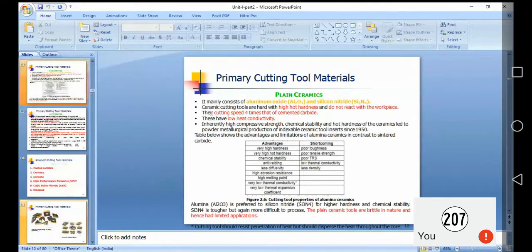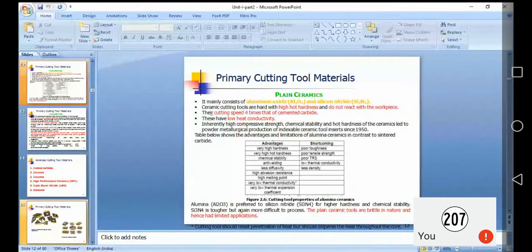Next one is the plain ceramic. So basically the plain ceramics consist of aluminium oxide, या alumina भी बोल देते हैं, and the silicon nitride. So इनका main benefit क्या होता है?